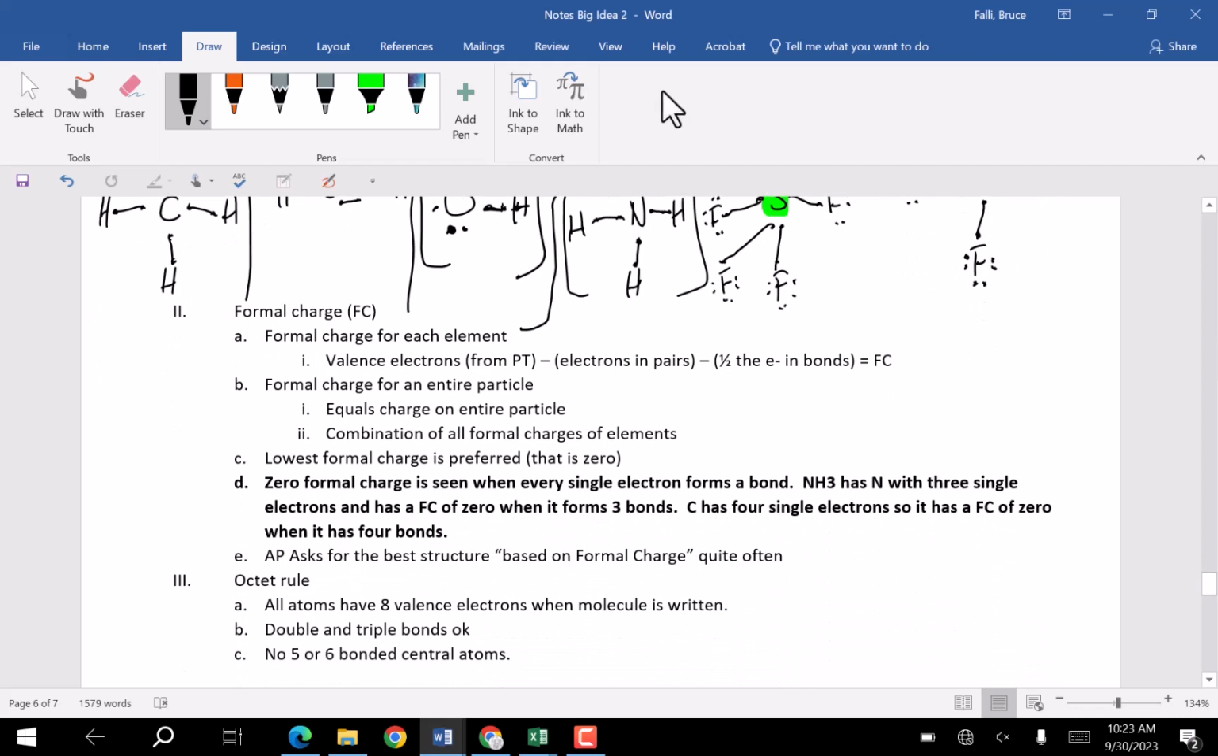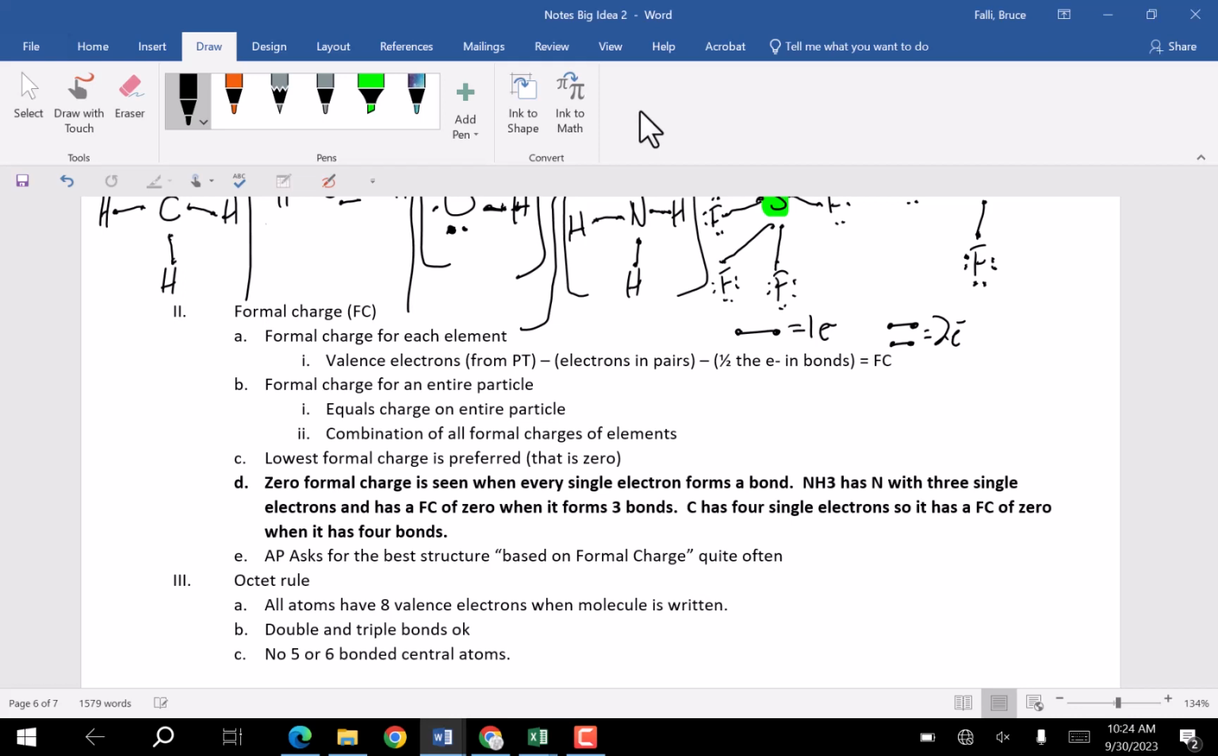All right, formal charge. Formal charge for each element. Valence electrons from the periodic table, right? So we're using that a lot. Minus electrons in pairs, minus half the electrons in bonds. So if I have a single bond, you get 1 electron. If I have a double bond, this would be 2 electrons. Okay? It's hard to say in words that everybody gets the same thing, but hopefully that'll make sense.